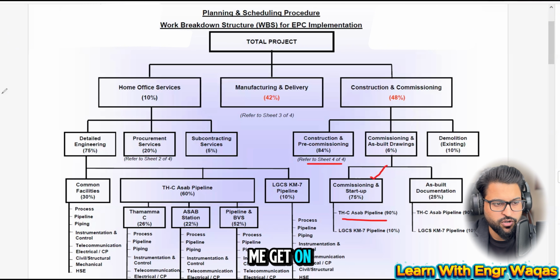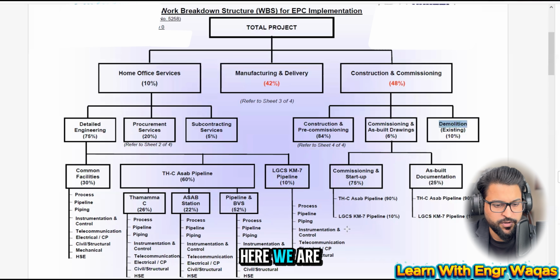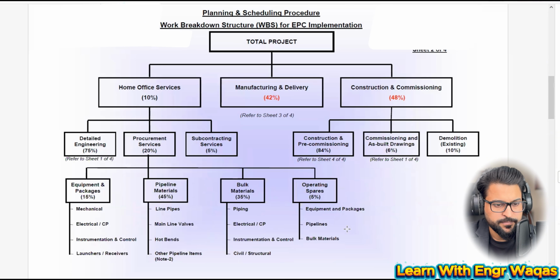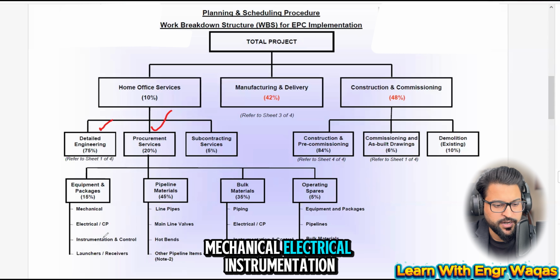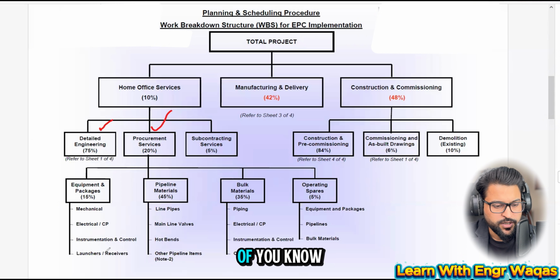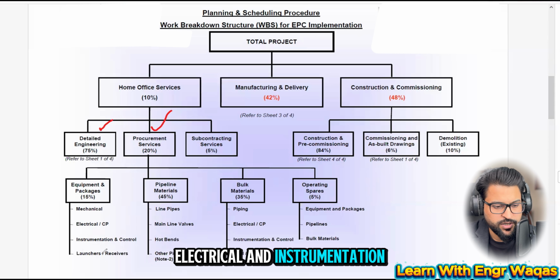So let me get on to the next slide, right? Just 1 minute. Here we are. Okay, this is the second slide. So here, after home office services, you can see this is given like this, in procurement. Now this is explaining the procurement, not detailed engineering design. In procurement, equipment package, mechanical, electrical, instrumentation, launchers, which are part of our piping projects, right? So this is the integral component: mechanical, electrical, instrumentation and launcher.